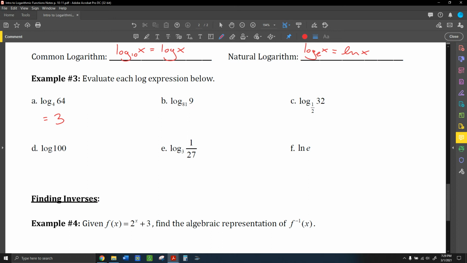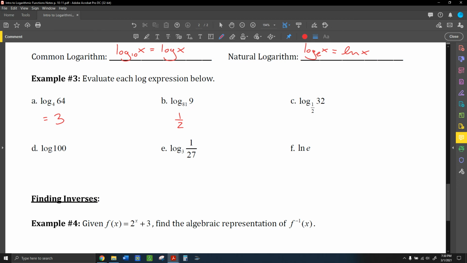Next up, what power do we raise 81 to get to 9? Well, 9 is the square root of 81, so therefore we must raise 81 to the 1/2 power to get to 9. So log base 81 of 9 is 1/2.